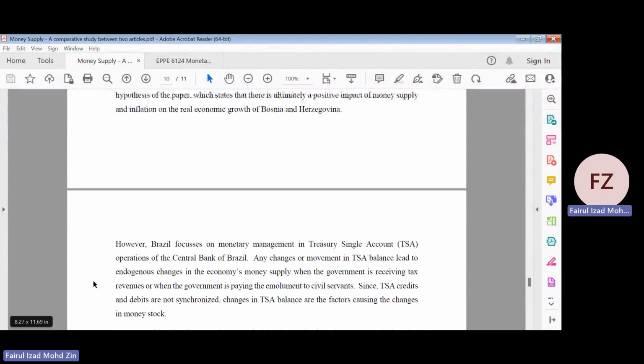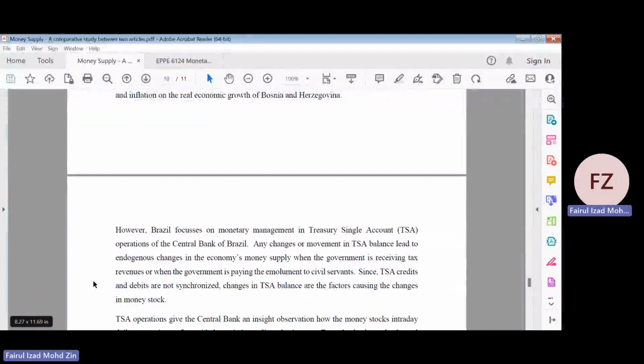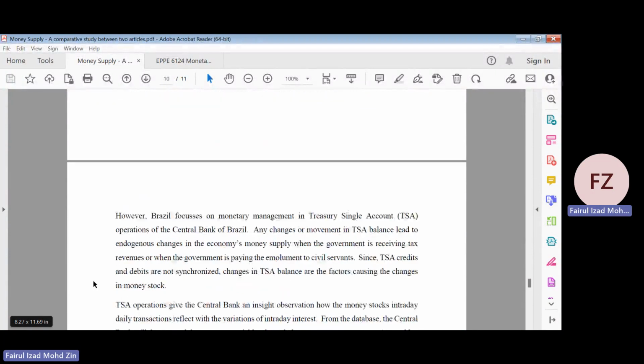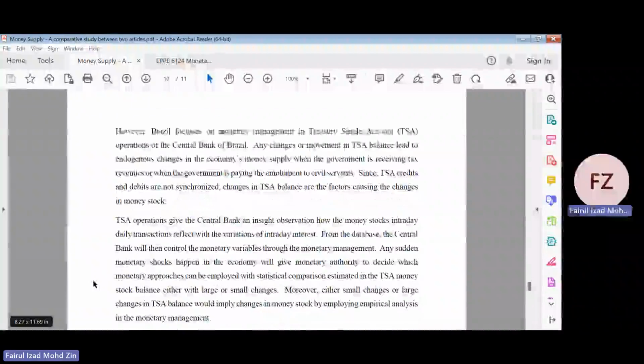However, Brazil focuses on monetary management in the Treasury Single Account operation of the Central Bank of Brazil. Any changes or movement in the TSA balance lead to endogenous changes in the economy's money supply, when the government is receiving tax revenues or when the government is paying emoluments to civil servants. Since TSA credits and debits are not synchronized, changes in the TSA balance are factors causing changes in the money stock.